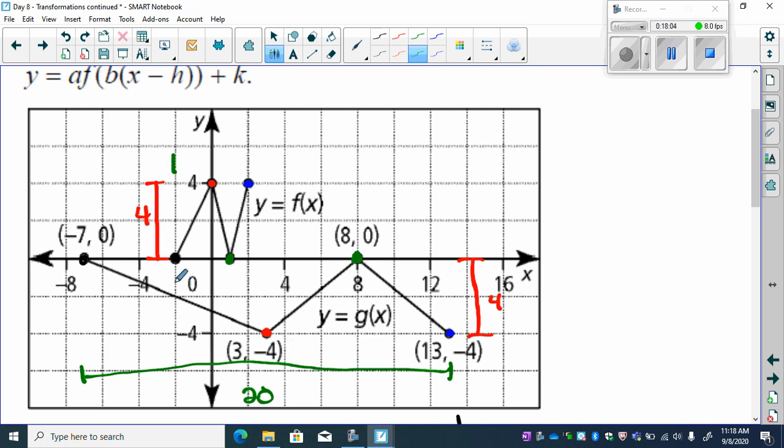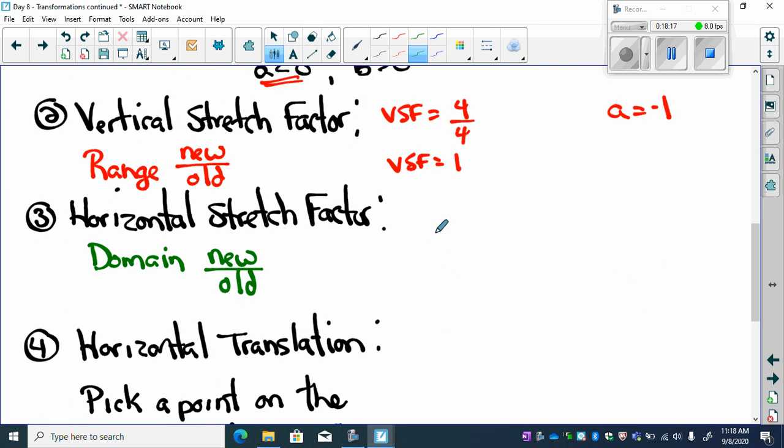This is a negative 2. This is a positive 2. That's a span of 4 units. Remember, it's the new 20 over the old 4. So for the horizontal stretch factor, I'm going to take 20 and divide it by 4. That gives me a horizontal stretch factor of 5.